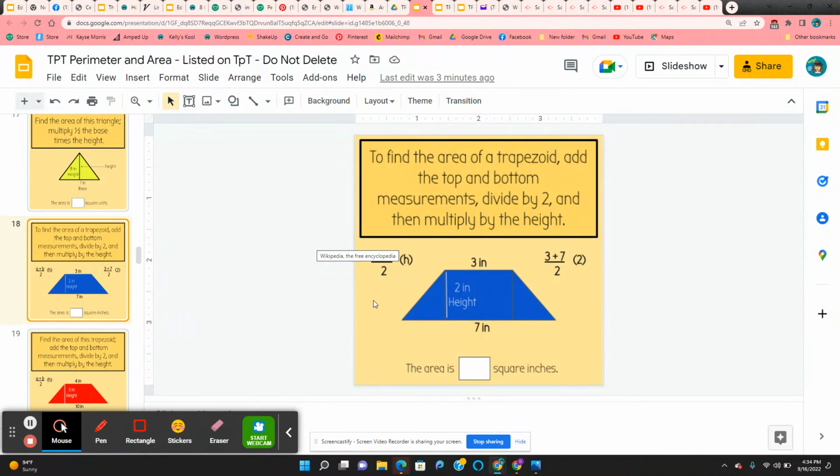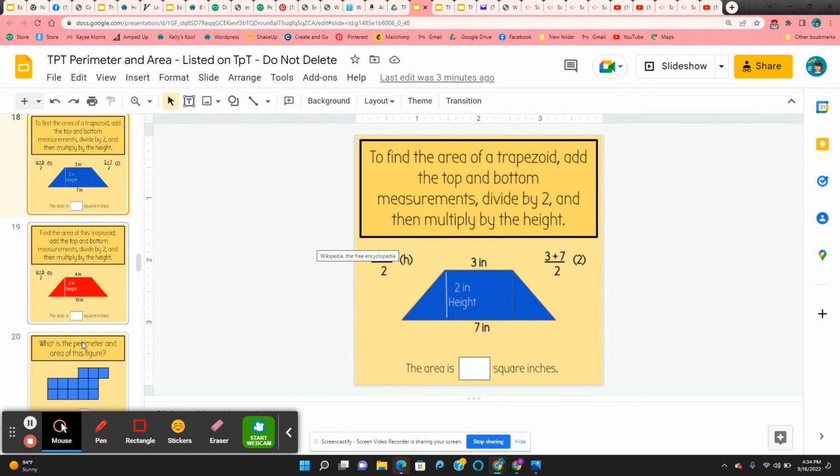And then they're given a trapezoid. So with the trapezoid, they have the top and the bottom sides. They have to take an average. So they add them together, 3 plus 7, and divide by 2. Then they take that answer times the height. And then they're given a couple more.